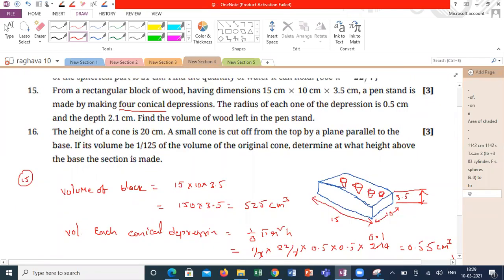So try the 16th one. It's not a frustum of a cone. Am I right? Yes, sir. Not a frustum of a cone. It's a general thing only.